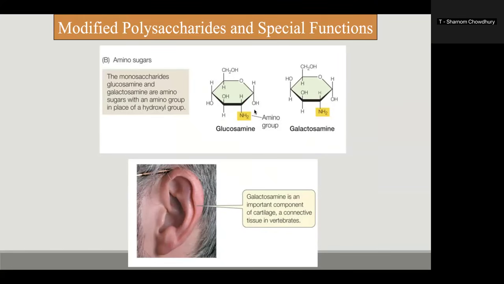As you see here, you have amino sugars. So amino groups here, the monosaccharides, glucosamine and galactosamine are amino sugars. They have an amino group in place of a hydroxyl group. A hydroxyl group is an OH group, and by adding that, it changes the function such that, for example, galactosamine is responsible for being a part of cartilage, which is a connective tissue in vertebrates. So by adding an amino group now, the sugar is now used for connective tissues.